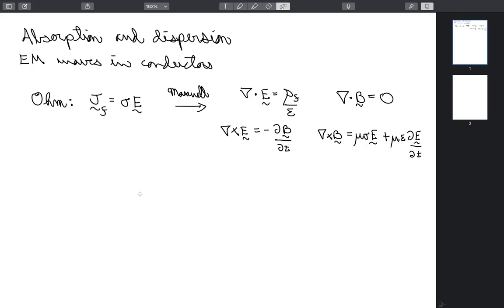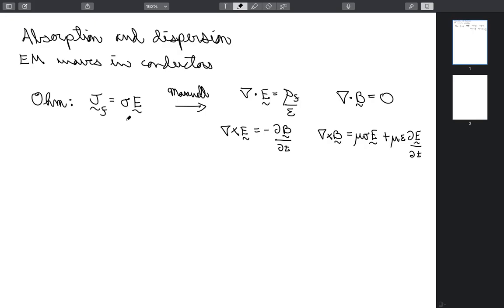So first, let's talk about electromagnetic waves inside conductors. And the discussion starts with the very simple Ohm law relating the free current density to the applied electric field. And you'll remember we had this conductivity sigma defined earlier.